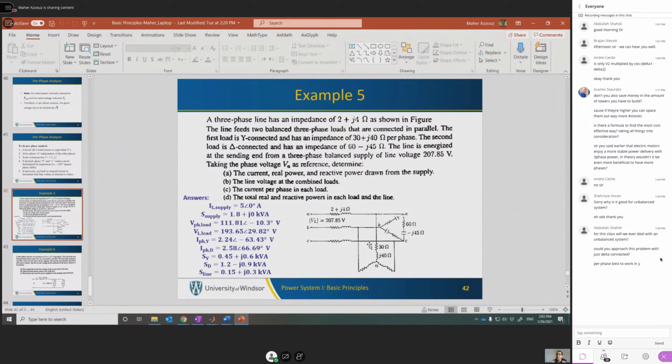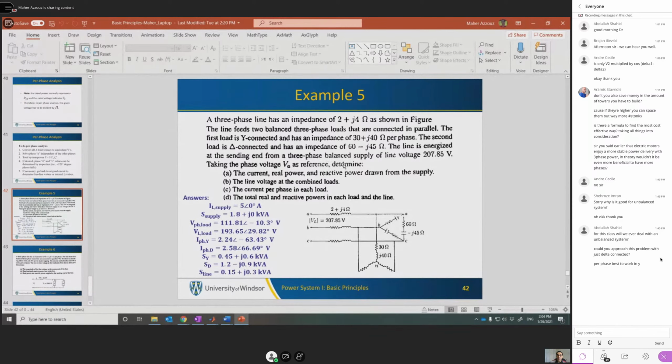And I'm going to solve two examples. One, which is this one, the example number 5. Here we represent loads using their impedances. In the next example, I'm going to represent loads using their power consumptions, which is realistic in many situations in power system analysis. Okay, so let's see how we solve this problem. The three-phase balanced source has this voltage, 207.85 volts. Taking phase voltage VA as a reference. So if you take a voltage as a reference, it means the angle of this voltage is 0.